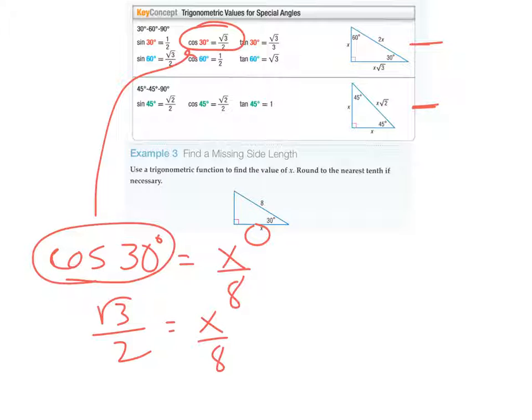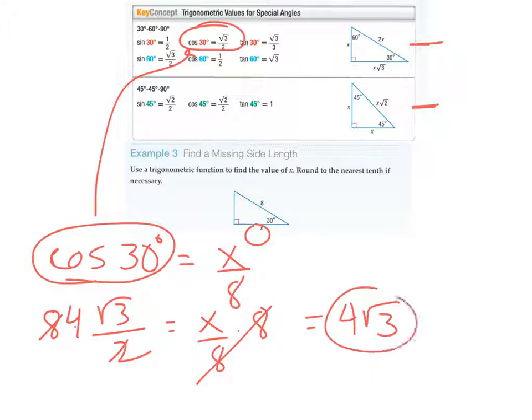And when we have all numbers and a letter, we can solve by just removing this 8. So I'm going to multiply both sides by 8. And when I do that, they cancel on this side. And 8 cancels with this, 4 times. And so I end up with my answer, 4 radical 3. So that's what the value of x equals.